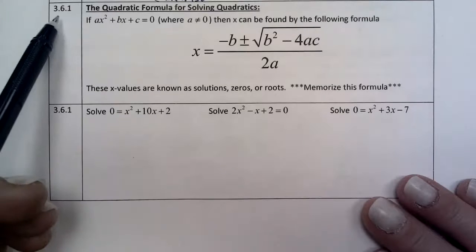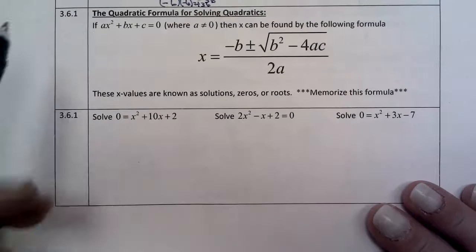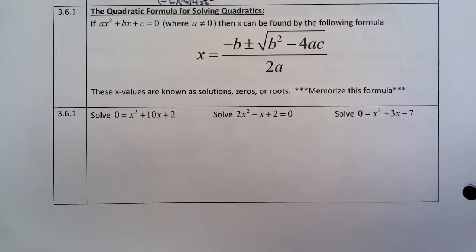All right, today we are doing 3.6 in Algebra 2, which is the quadratic formula for solving quadratics. So if you can't factor, you can either complete the square or you can use the quadratic formula. Sometimes you'll have to use one or the other. Sometimes it's easier or better to use one or the other, completing the square or the quadratic formula.